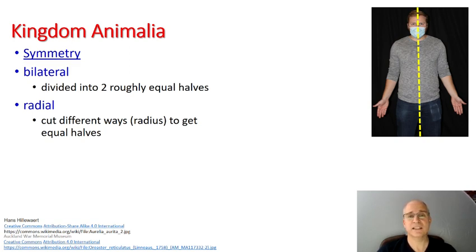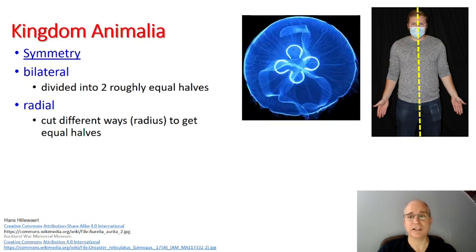Okay, some animals are going to have radial symmetry. And radial symmetry is where you can draw a radius, so draw a line across more than one way in order to get roughly equal halves. So if we look at this jellyfish here, we could draw a line to give us symmetry in this way. We could also draw a line this way to give us symmetry.